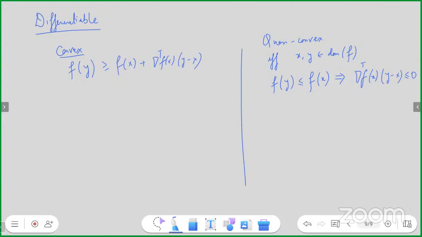Can somebody interpret it? You don't have that. That's stricter. So as soon as f of y is less than f of x, if this condition is implied, then that function is quasi-convex. And if it's quasi-convex for any such point, this is also true. Okay.